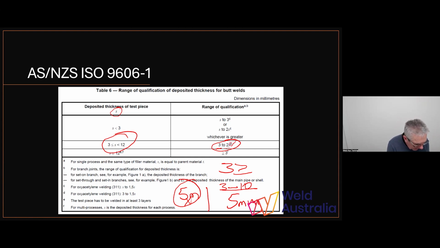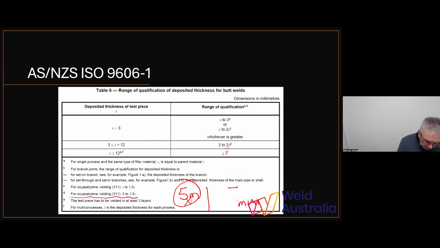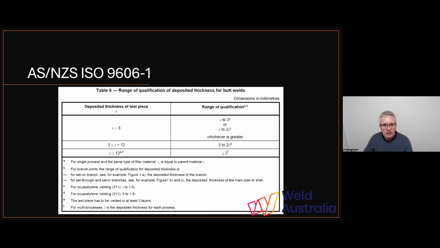That little d there is referencing here. For oxyacetylene, we'd have to go 3 to only 1.5 times the deposited thickness. Okay, that would be his range of qualification there. So that's how that little table works. And like I said, it'll all be revised for you when we do our practical training.